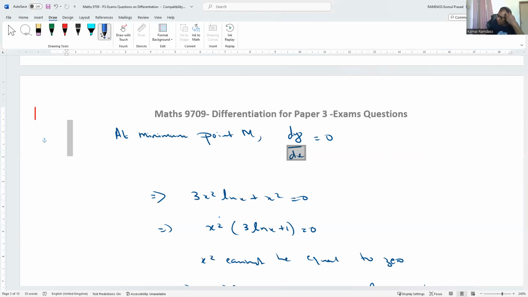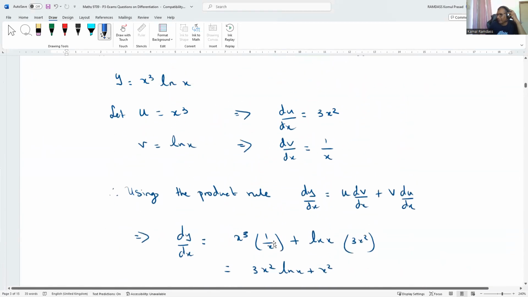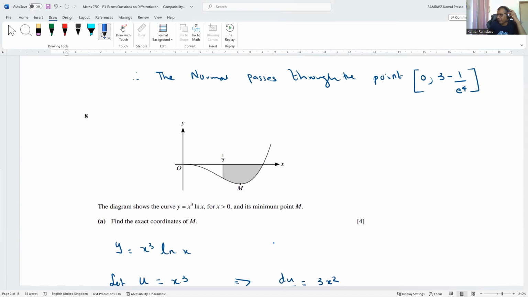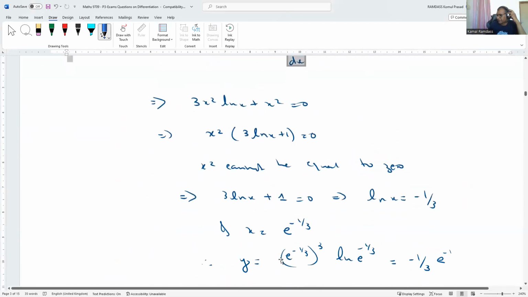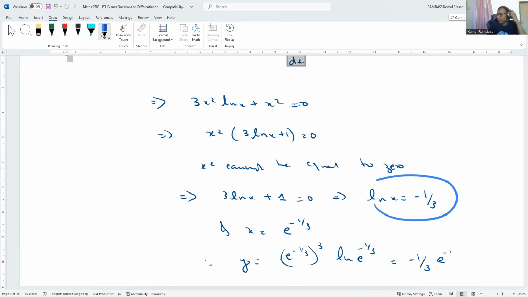Here, we take out the common factor of x squared. x squared multiplied by 3 ln x plus 1 is equal to 0. And x squared cannot be equal to 0 because, according to the graph, the point is not at 0. That means x squared cannot be equal to 0. Therefore, 3 ln x plus 1 is equal to 0. ln x is equal to minus 1 over 3. x is equal to e to the power of minus 1 over 3.